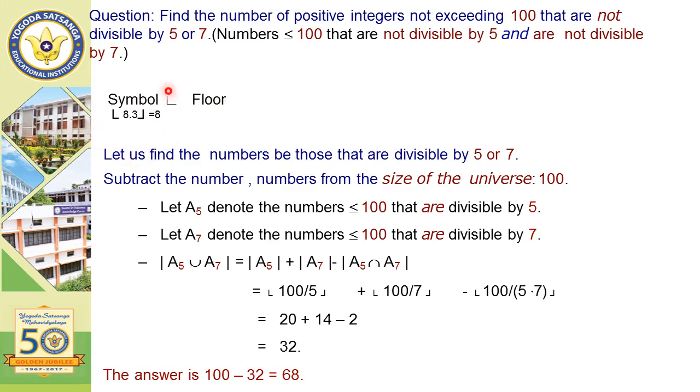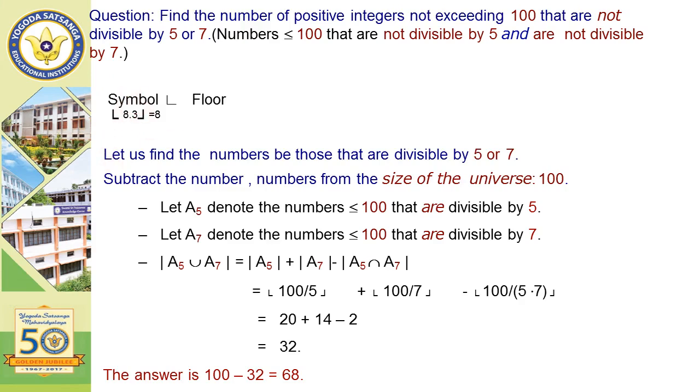Here we use a symbol, the floor function. The floor function returns an integer value which is less than or equal to the number. If it is a real number, for example 8.3, its floor value will be 8. 8 is the greatest integer that is less than the real number. This is the floor symbol. Floor is also used in C and C++ as a function.